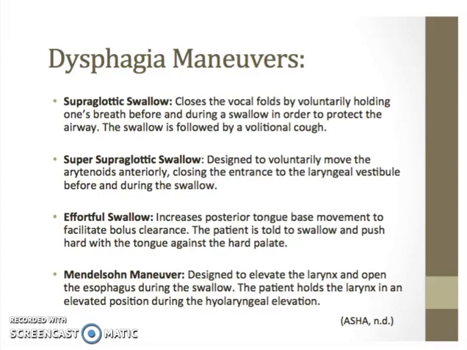You have an effortful swallow, which increases posterior tongue-base movement to facilitate bolus clearance. The patient is told to swallow and push hard with the tongue against the hard palate. And then you have the Mendelsohn maneuver, which is designed to elevate the larynx and open the esophagus during the swallow. The patient holds the larynx in an elevated position during the hyolaryngeal elevation.